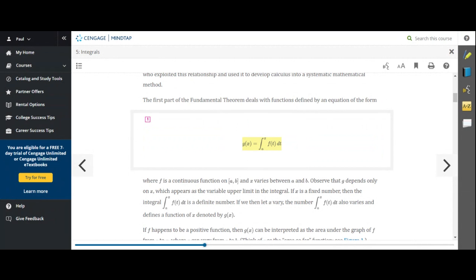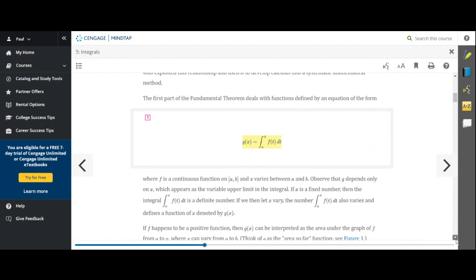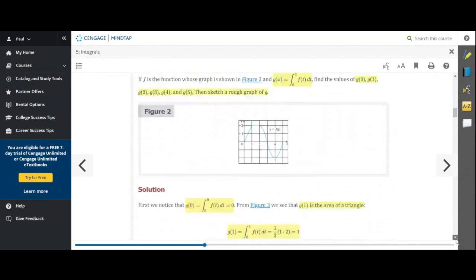It is a function of x. As x changes, g of x changes, because you're adding more and more area. And don't forget, area added can be negative as well.